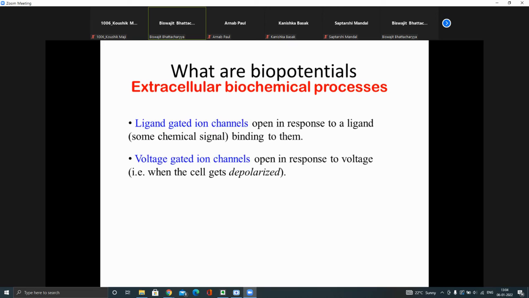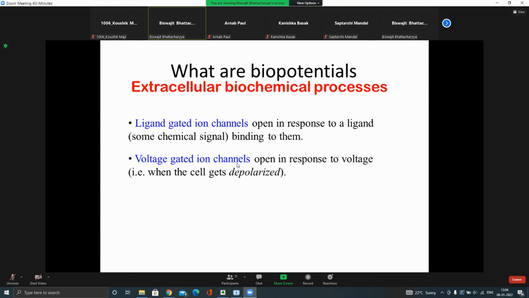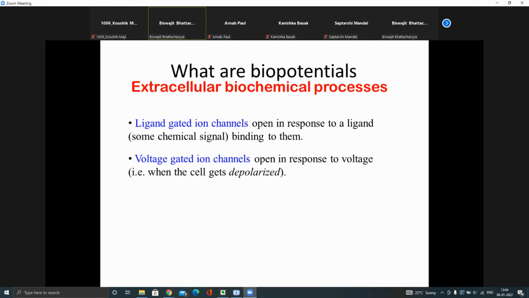The ion channels will open when some chemical signal called a ligand starts binding to a part of the ion channel. Then those channels will start opening. Some tunnel will be formed through which ions will move. The tunnel-like thing will be formed and ions will start moving. So the ligand gated ion channel will open in response to a chemical signal, or in response to some ligand. That's why it is called a ligand activated or chemical signal activated ion channel, or ligand gated ion channel.